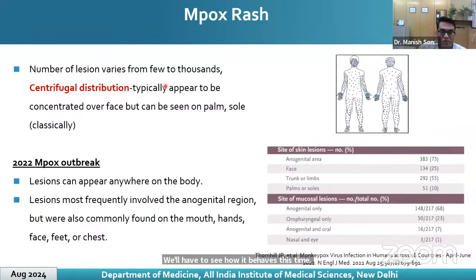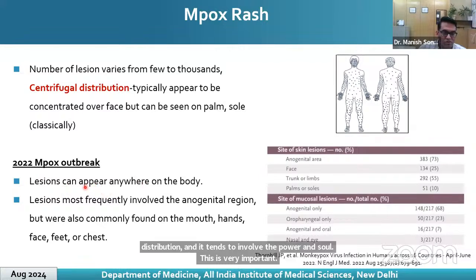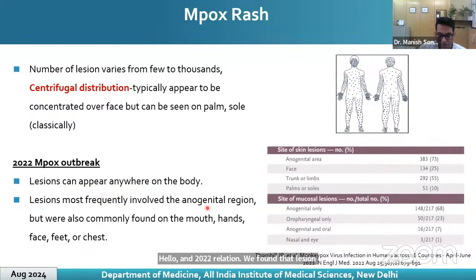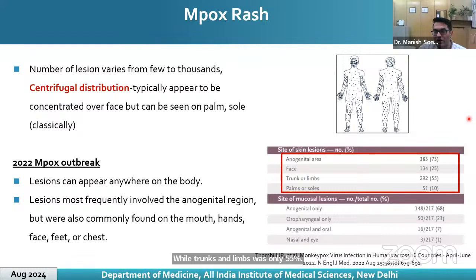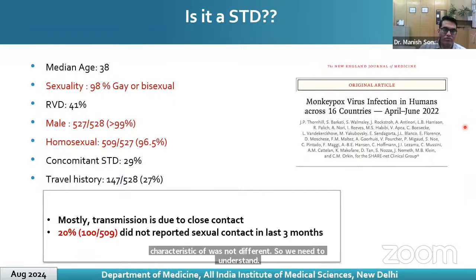So the number of lesions varies from very few to thousands, and classically, what has been described over the last 50 years is that the rash typically appears first on the face and then spreads downwards in a centrifugal distribution, and it tends to involve the palm and sole. This is very important. However, in 2022, we found that lesions can appear anywhere in the body, and the most frequently involved region was the anogenital region. 73% of people had rashes in the anogenital region, while trunk and limbs was only 55%. So the distribution of rash was different, but the characteristic of the rash was not different. So we need to identify it from the characteristic of the rash.